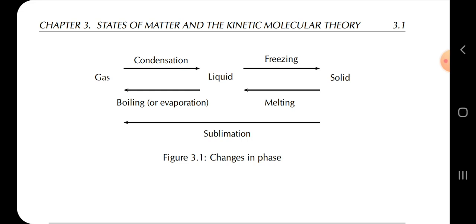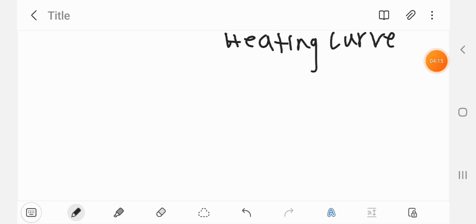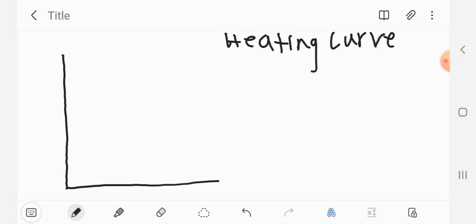There are 3 states of matter, which are the liquid phase, the solid phase, and the gas phase. So we go from liquid water to solid when we are freezing. Let's say we're doing the freezing point, so we're going to do a heating curve. I'm going to write it. This is going to be our heating curve.